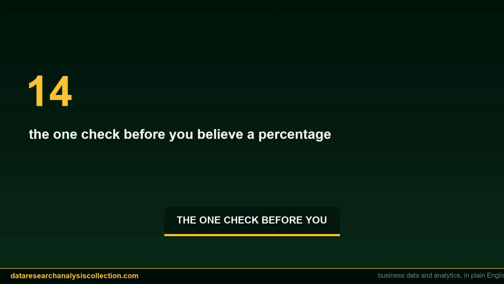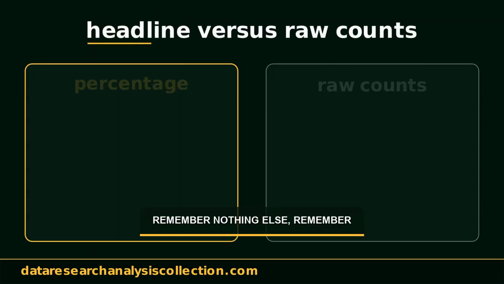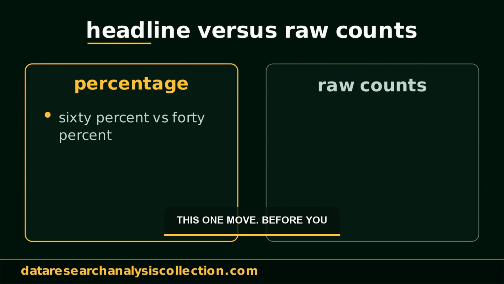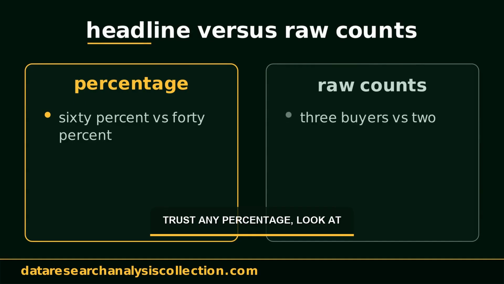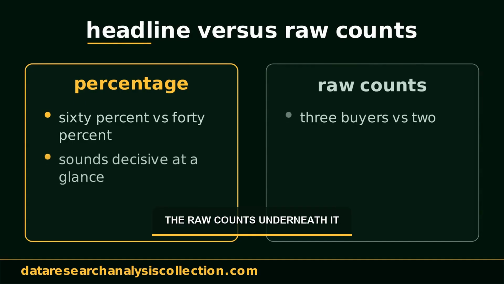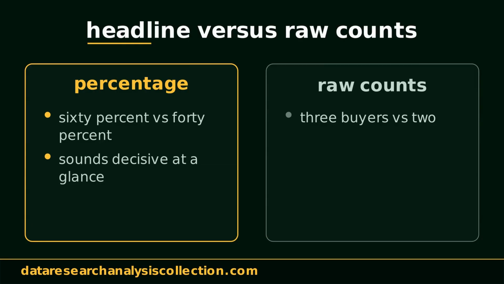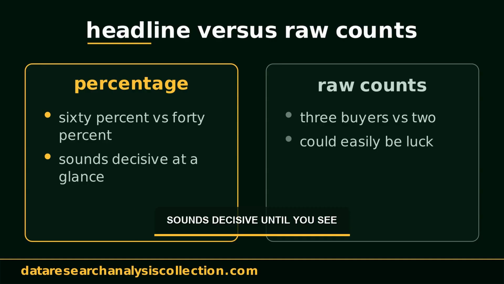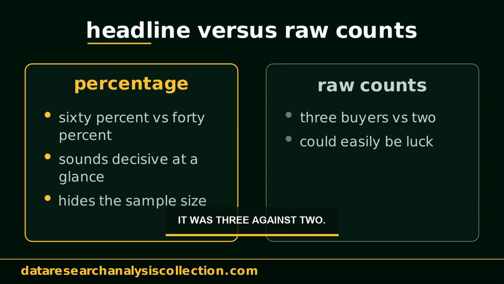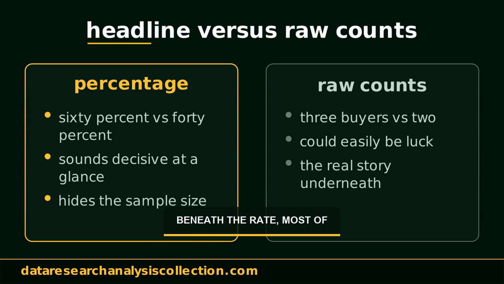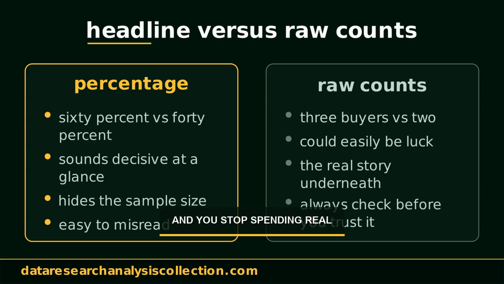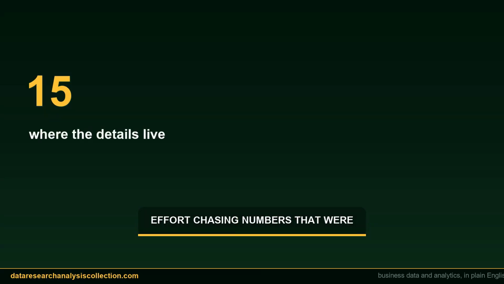The one check before you believe a percentage. If you remember nothing else, remember this one move. Before you trust any percentage, look at the raw counts underneath it and ask how many. 60% against 40% sounds decisive until you see it was 3 against 2. Once you are in the habit of reading the events beneath the rate, most of the fake results in your own dashboard simply dissolve, and you stop spending real effort chasing numbers that were only ever the size of a rounding error.